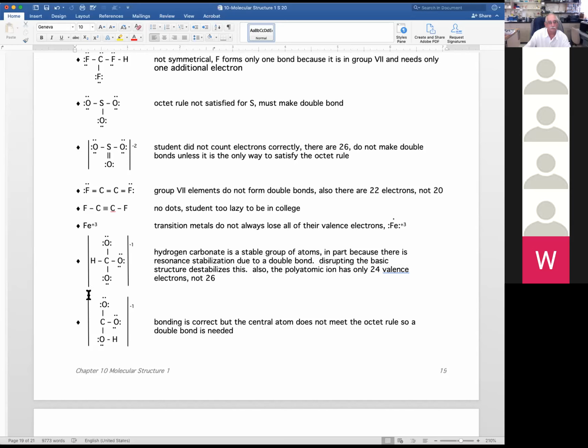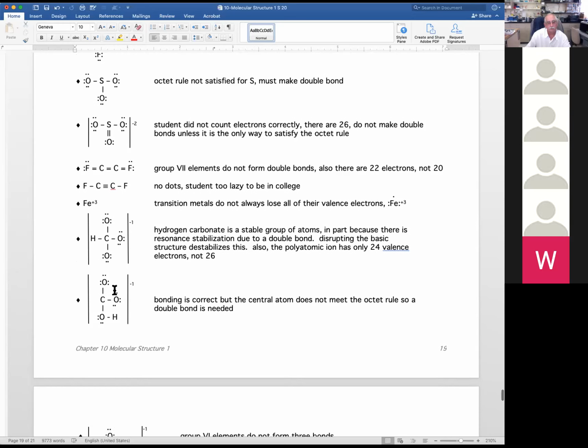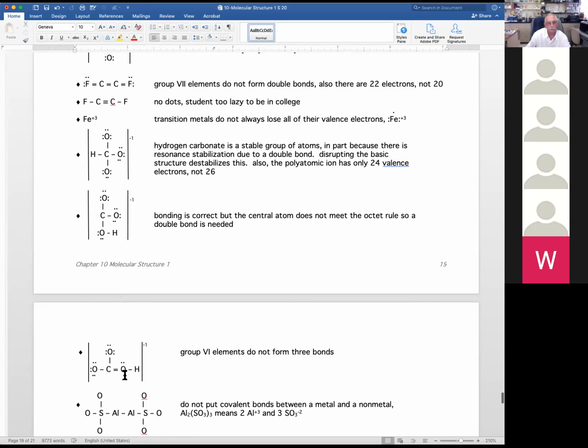What's wrong with this? Okay, hydrogen carbonate has to maintain its structure. Here you changed it. Here's what hydrogen carbonate should look like. So that's wrong. This is wrong because carbon doesn't have octet around it. You got to make a double bond either here or here.